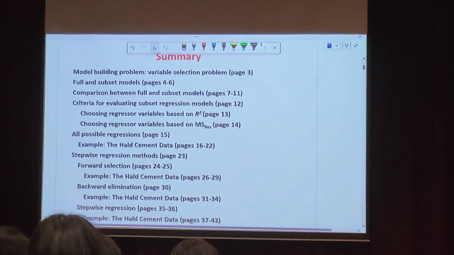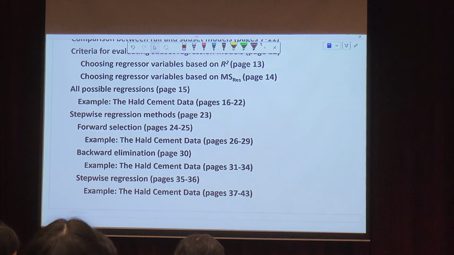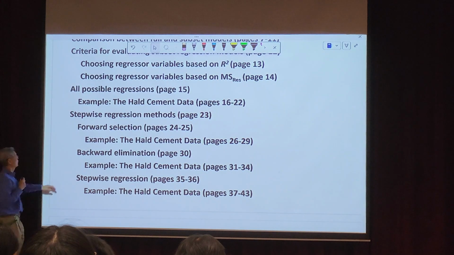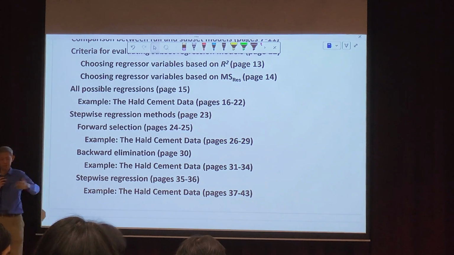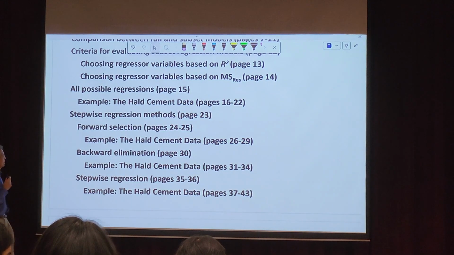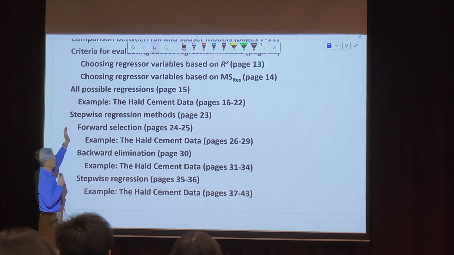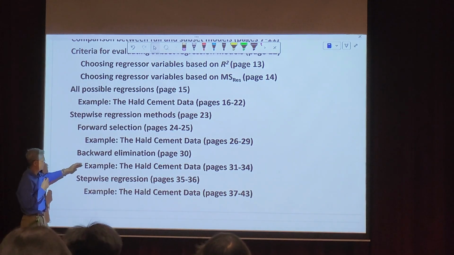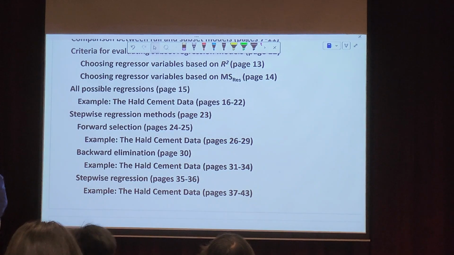I will talk about 4 methods for choosing a proper subset of regressors. One of them is all possible regression. You can do all possible regression and then choose the one that you like most. Or you can have stepwise regression: one is forward, one is backward, one is stepwise. I'm going to discuss these 4 methods in the very last lecture this coming Thursday.